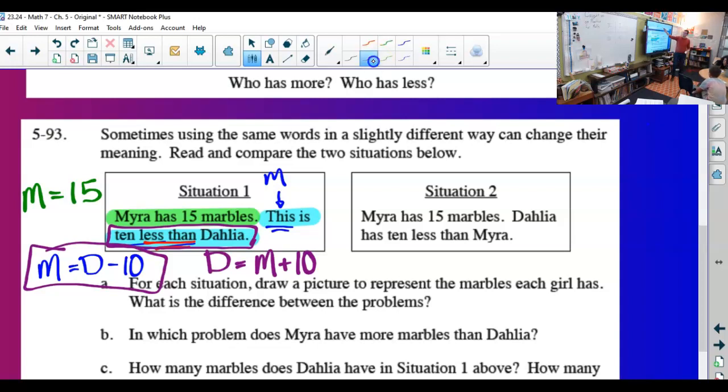Now, the different situation. I would draw a line if I was you. Different situation. Try number two. See if you can write out the expression they tell us from number two. That's different. Try this out. Apparently, Myra still has 15, but something has changed.